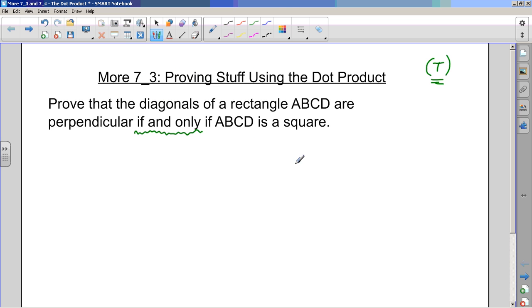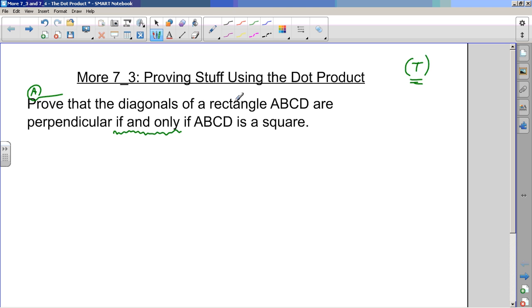So what are we talking about here? We've got our A is that the diagonals of the rectangle ABCD are perpendicular, and the B part is ABCD is a square. So we've got two proofs, and here we go. The first proof is we're going to say, if A, then B. So what's the first thing we can say? Well, we are given A is true.